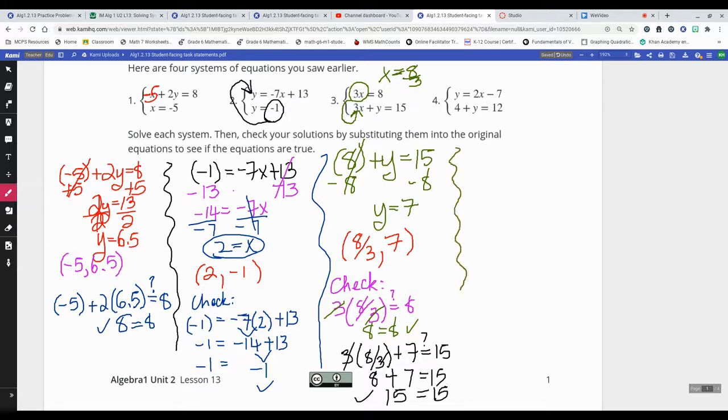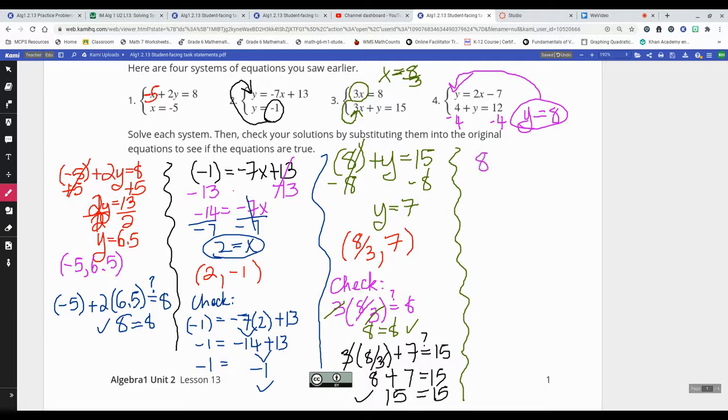And our last one. So you know y is equal to 2x minus 7. You also know that 4 plus y is equal to 8. So you don't have a variable by itself, and you don't have something that's easily substituted. But what you could do is easily figure out what y is using the second equation. So y is 8. So if y is 8, we could go ahead and substitute our 8 there.